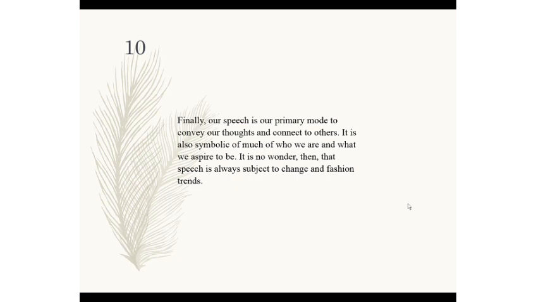Finally, our speech is our primary mode to convey our thoughts and connect to others. It is also symbolic of much of who we are and what we aspire to be. And it's no wonder then that speech is always subject to change and fashion trends.